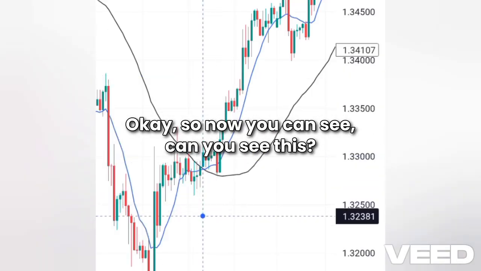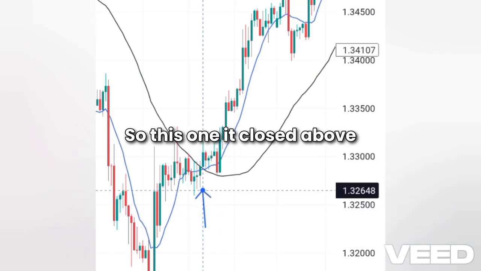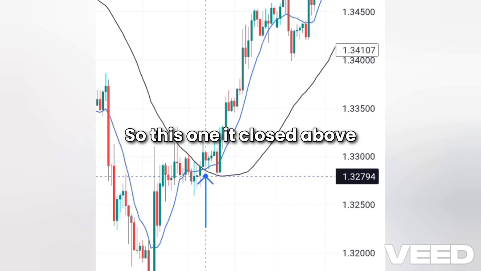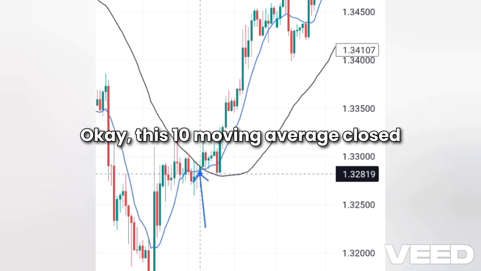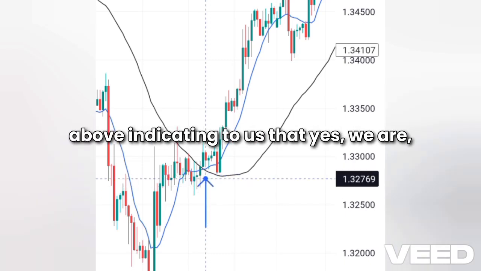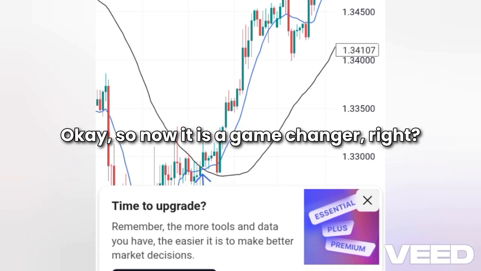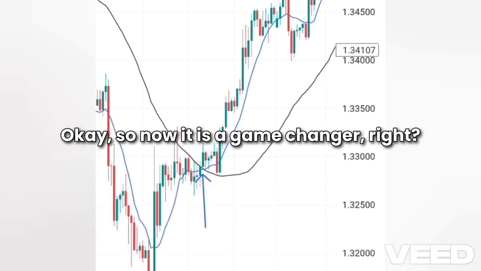Now, can you see this? This one closed above a 50 moving average. This 10 moving average closed above, indicating to us that yes, we are going bullish. Now it is a game changer, right?